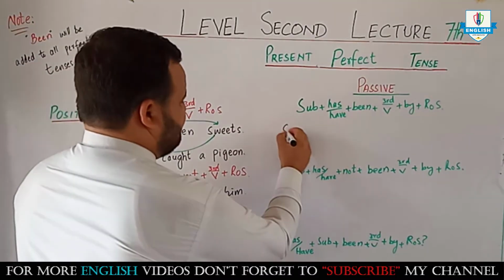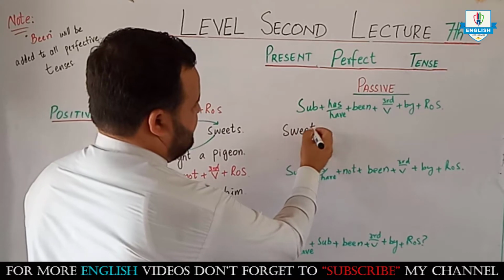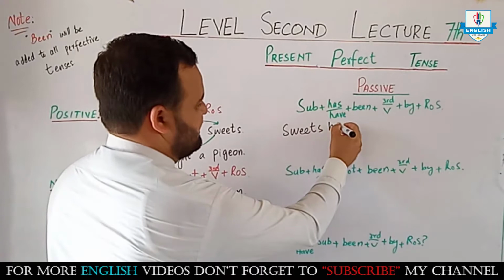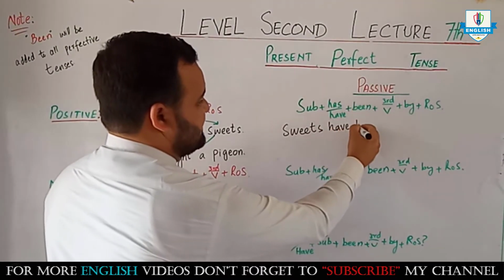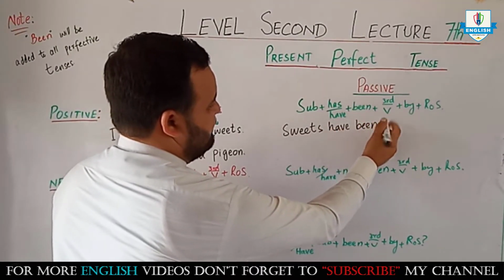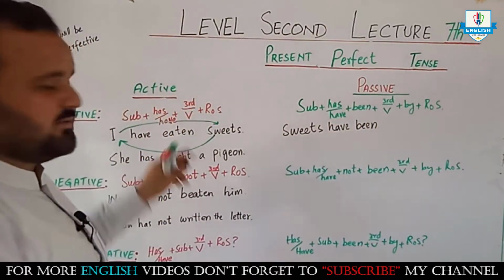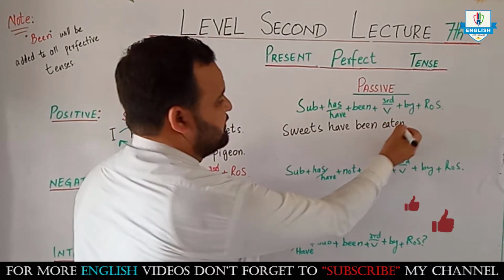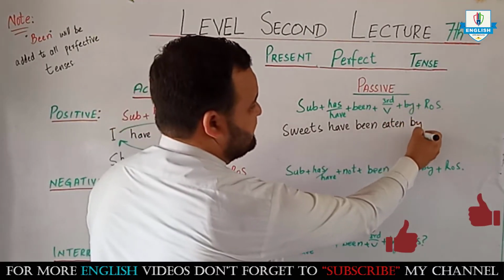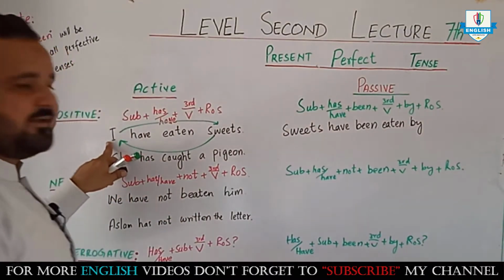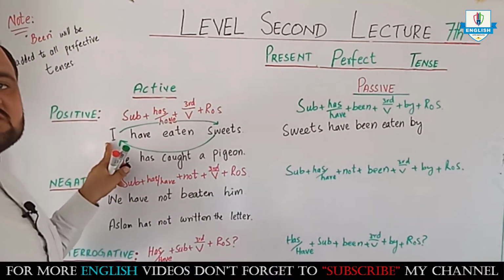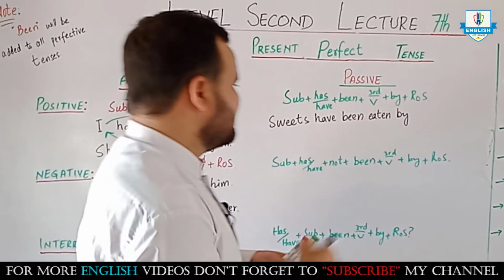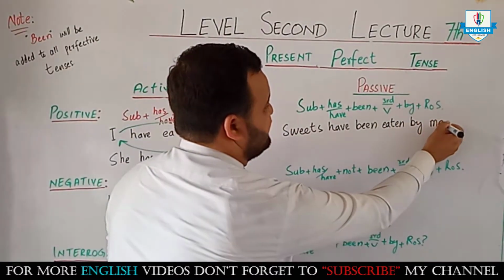So sweets is plural. We will use have. Sweets have been, from structure. Been. Eaten, third form. Here is also third form. There will be no change in the form. By is a passive agent. I. The objective case of I is me. You can see it. Got it? In place of I, we will put me.